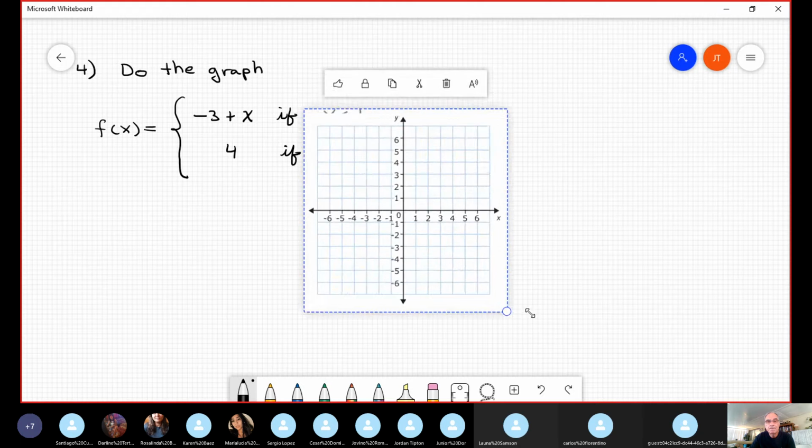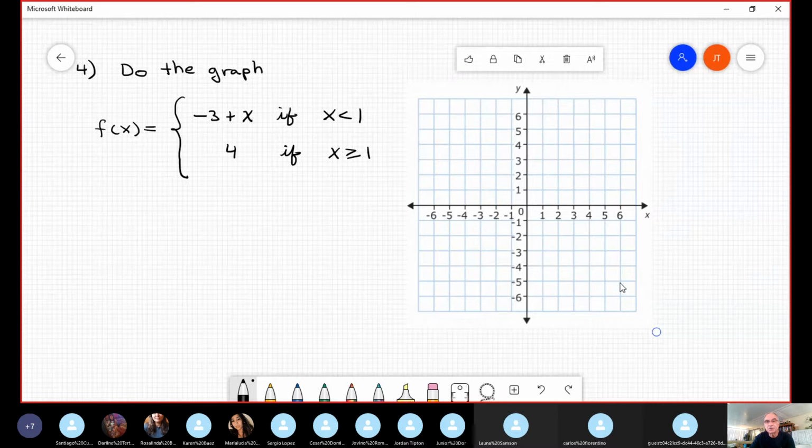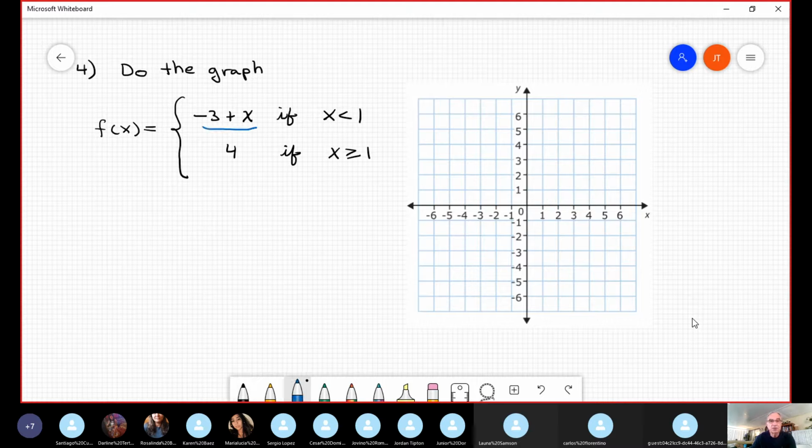Okay, I copy here, ready to start by hand. Okay, let's do it. I understand that we have one piecewise function that contains two pieces: the blue piece that corresponds with this condition, and the green expression that corresponds with the green condition. Now I do the graph one by one separately, like that.